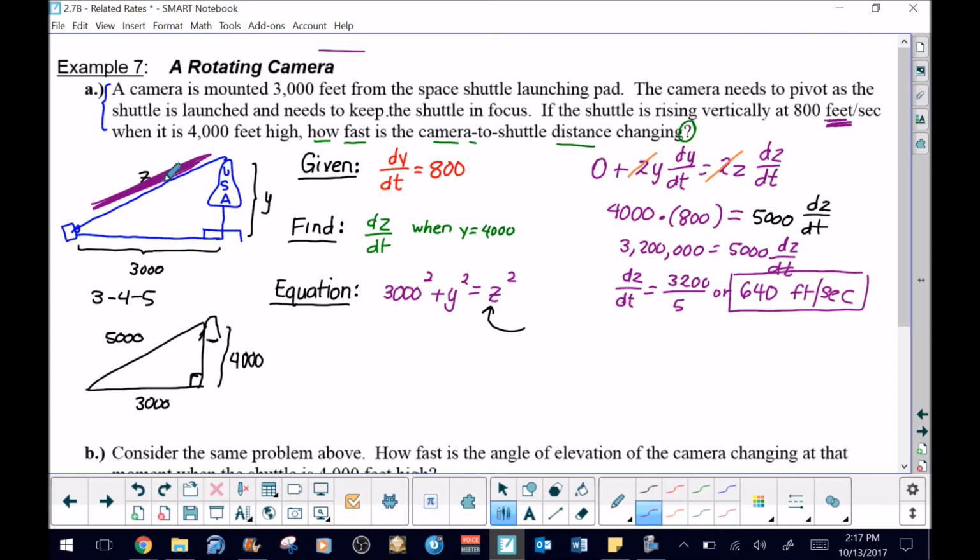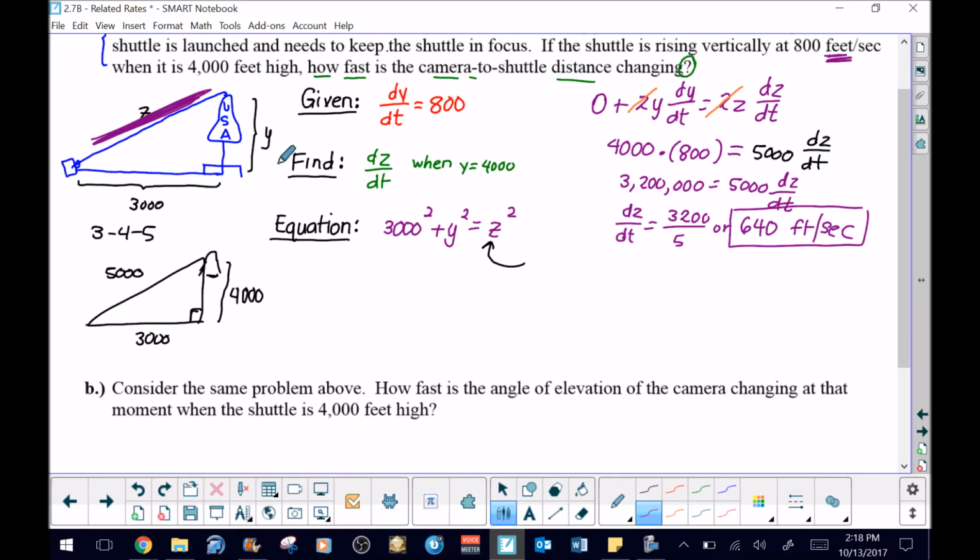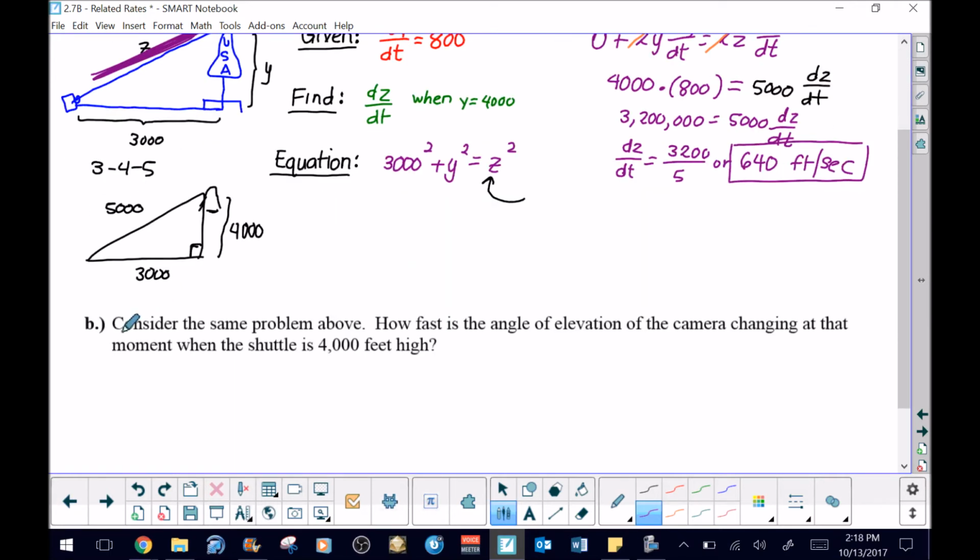Now we're going to move to part B, which utilizes the same problem, which is great because we're not going to have to reset a bunch of stuff. But I'm just going to ask a slightly different question. We're considering the same problem, but this time I want to know how fast the angle of elevation of the camera is changing at that moment when the shuttle is 4,000 feet high.